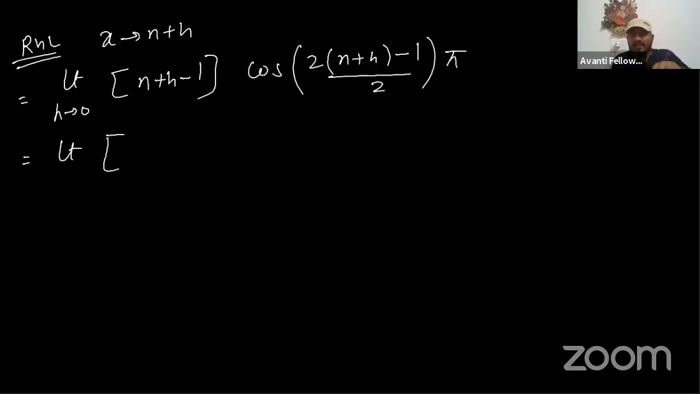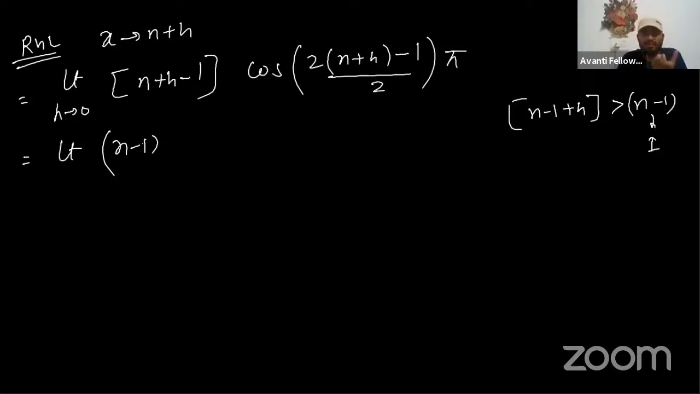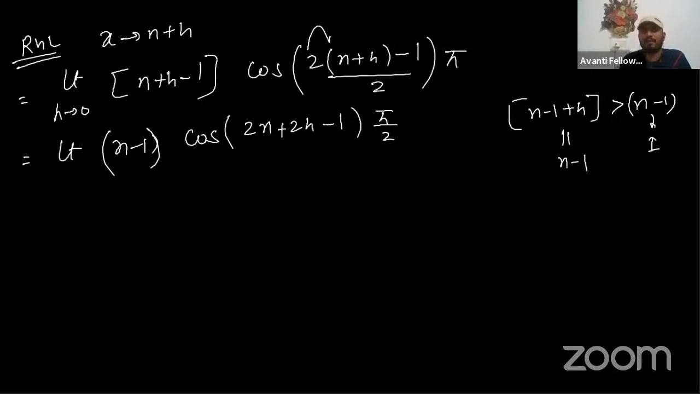This is nothing but limit of n plus h minus 1. The greatest integer of this will become n minus 1, which means the greatest integer of n minus 1 plus h is slightly higher than n minus 1, and n minus 1 is an integer. So this will become n minus 1. Now what will this become? Cos, if you multiply 2 inside, we get 2n plus 2h minus 1, and I am writing this is pi by 2. Again, limit h tending to 0, n minus 1 into cos.